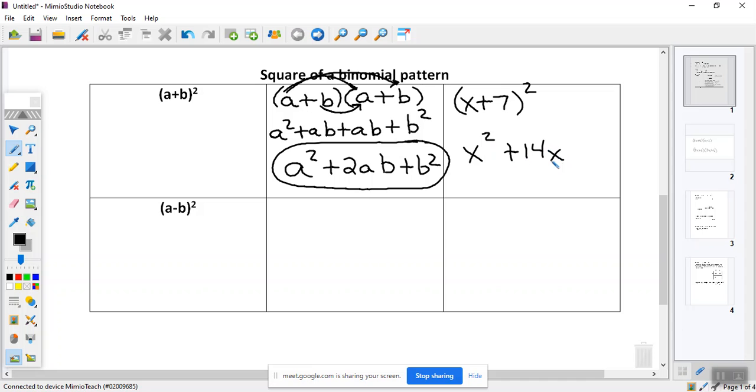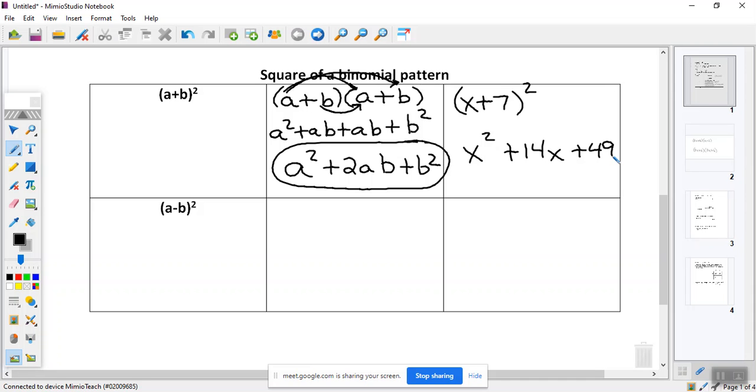And then plus b squared, or 7 squared, what would that be? 49. Plus 49. Now guys, again, if you see the shortcut, take it. All right? But could I still have written x plus 7 times x plus 7 and FOILed out if I'm more comfortable doing that? I absolutely can.